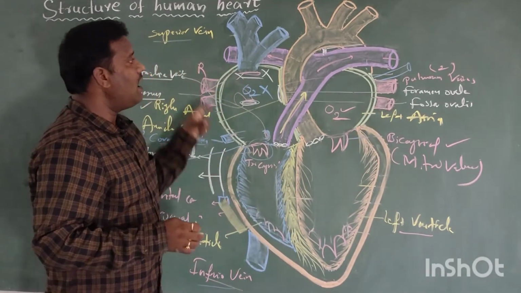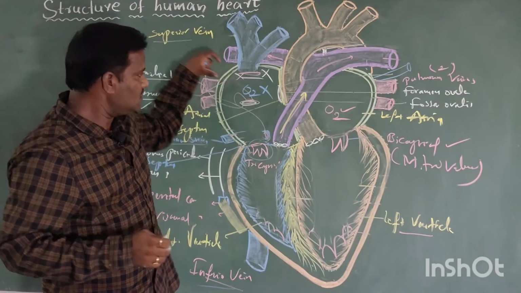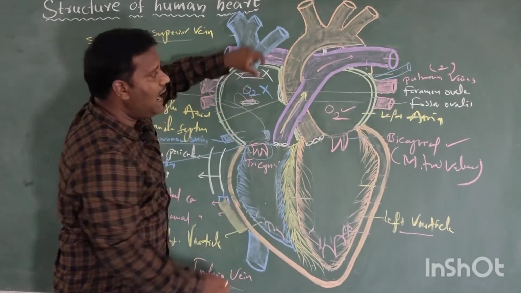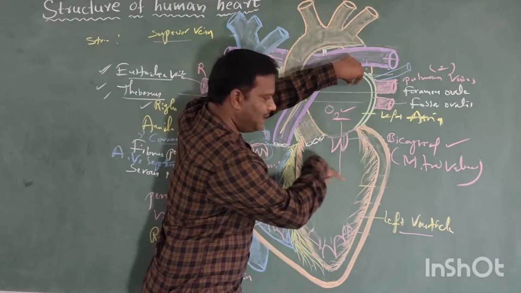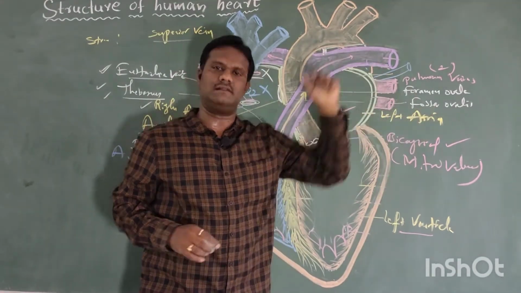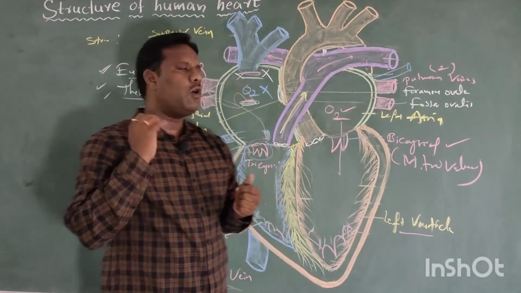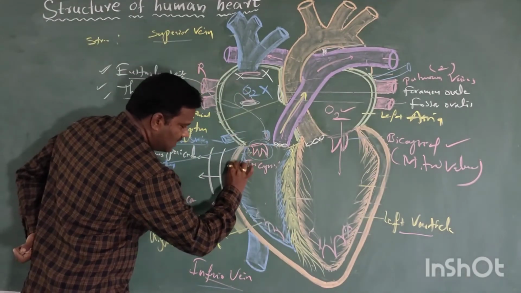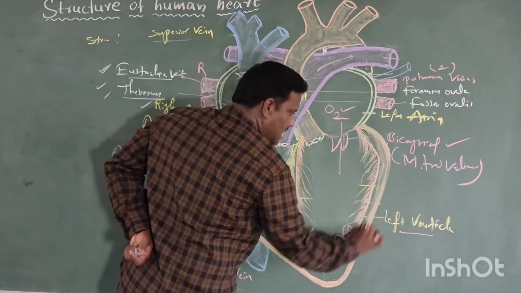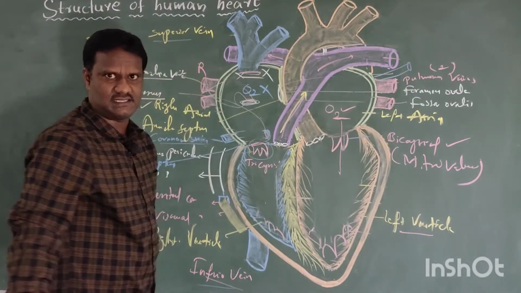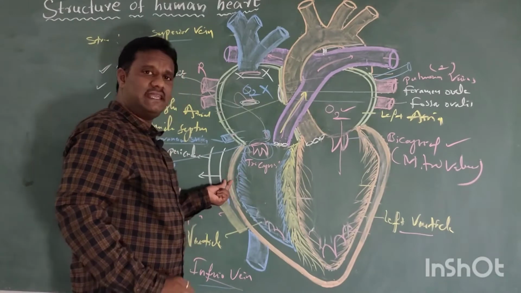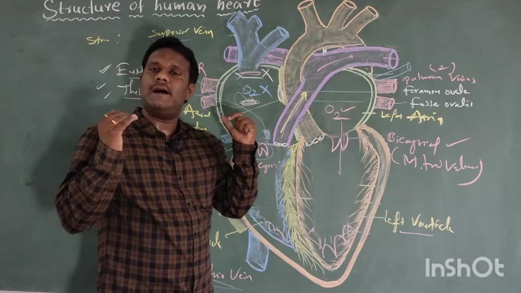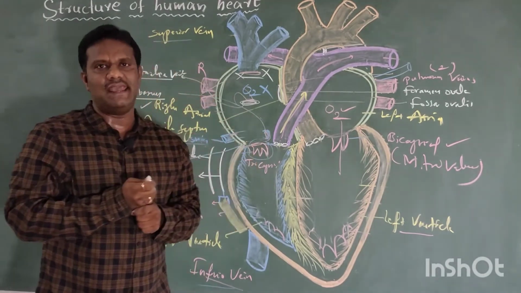Whenever the heart functions, waste blood enters the right ventricle and fresh blood enters the left ventricle. Clear? Now we are seeing the ventricles. The ventricle walls are very thick in structure compared to the atria. Why? Because in these walls three types of layers are present.